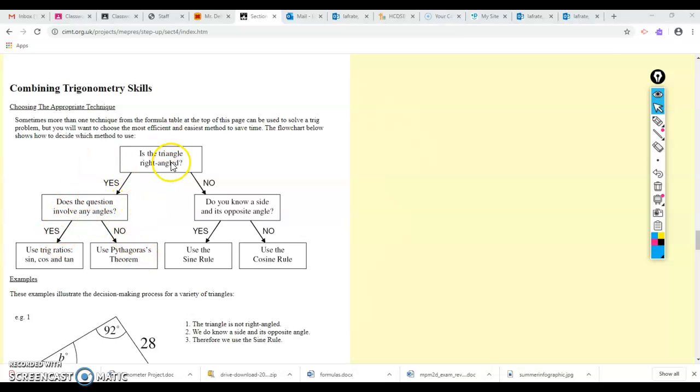But the idea is that if it's a right triangle, you go this way to use the trig ratios if needed. Is the triangle right angled? So let's say you said no to that. Well, now you know you're either going to use the sine rule or the cosine rule.